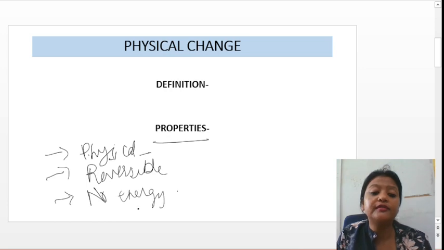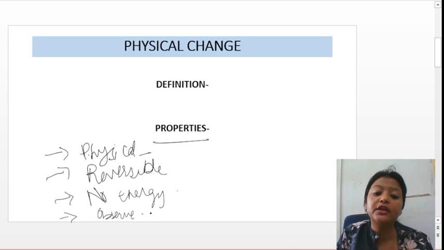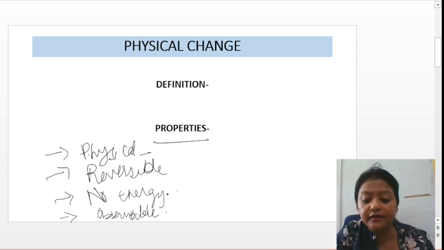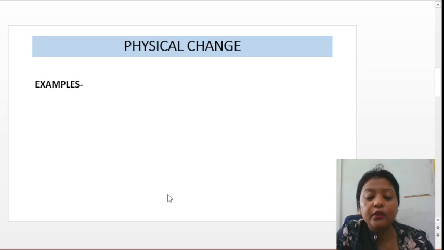Number four out here is that there might be a change in the molecule arrangement, but no other changes. Okay, this is observable. You can observe it. Okay, you can see the change. So these are some of the properties of physical change. Okay, now we come to the examples.